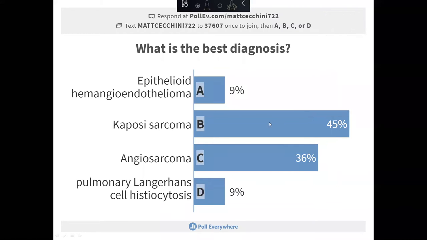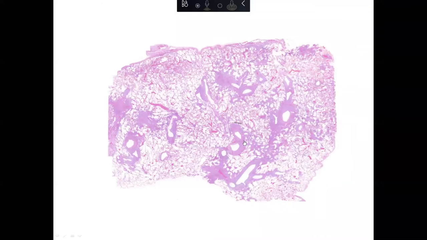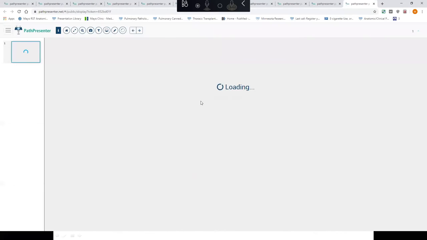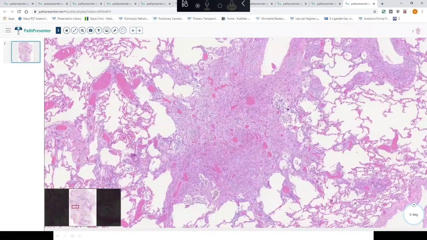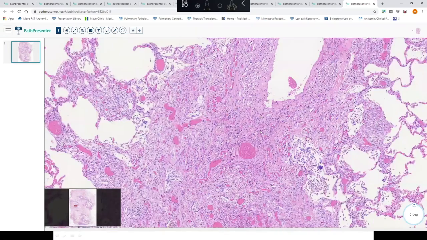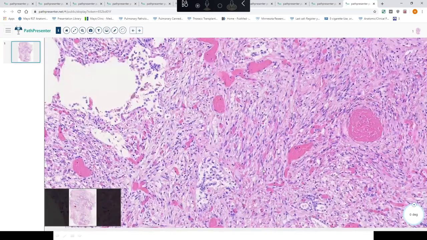Perfect, yeah, so it is a Kaposi's sarcoma. What would be the classical history that you would expect to see in these patients? If you were doing a test and they said the patient has a history of X, these patients typically have a history of? Yeah, great, it's HIV or old age. Classically it's HIV; it's one of the AIDS-defining illnesses.